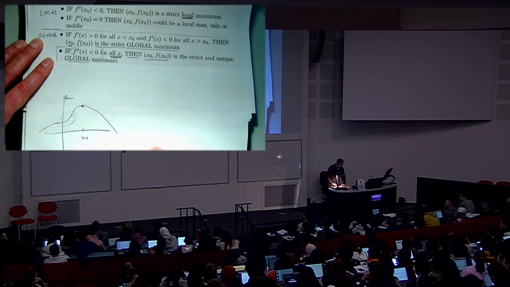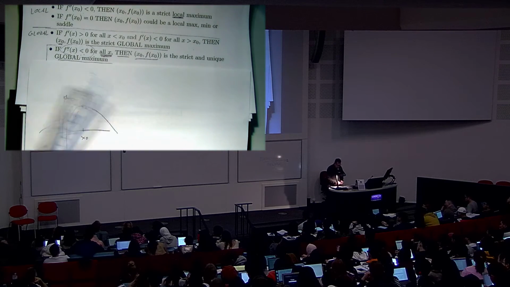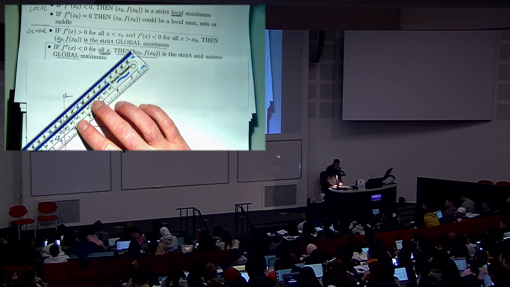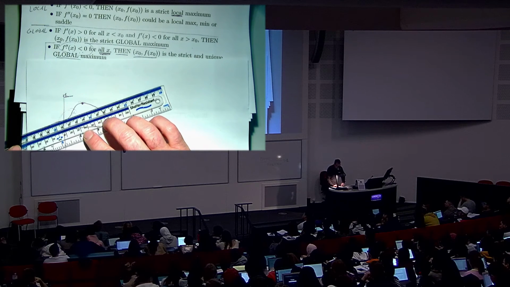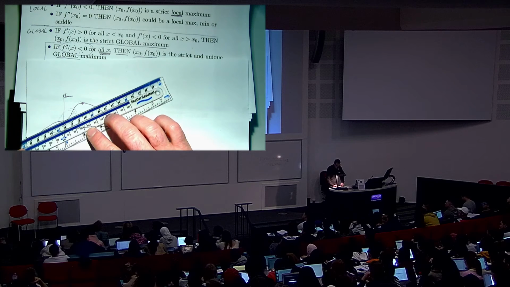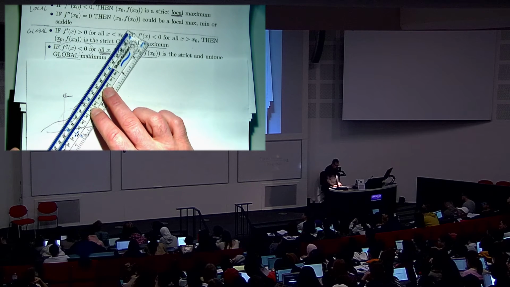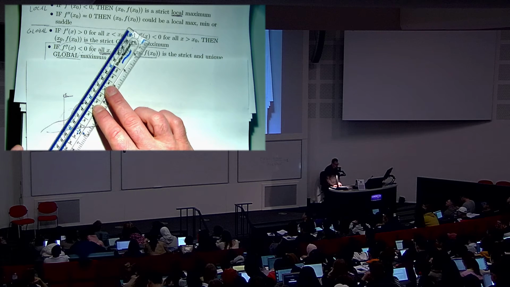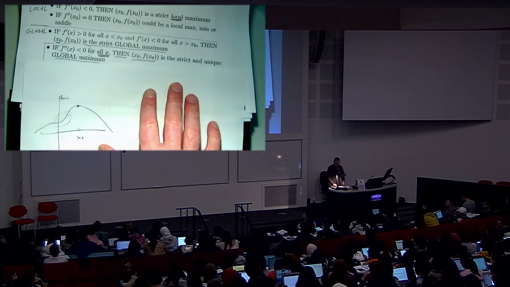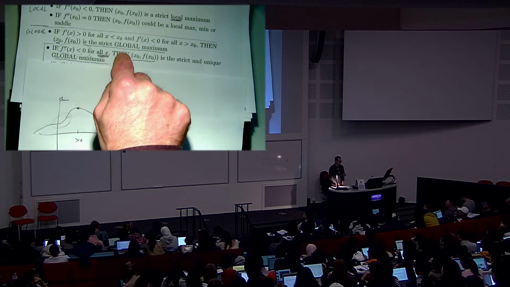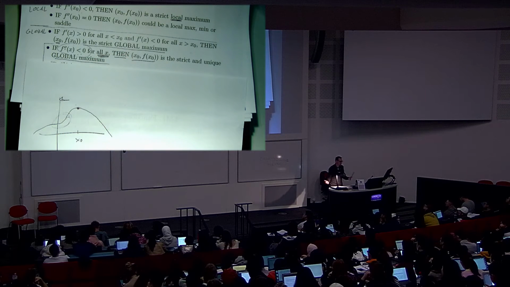I brought a ruler here, let's see whether that works better. If we are here, that's the derivative, we are decreasing, decreasing, decreasing, but now we're actually increasing the first derivative. So we have a convex part of the function, and then we are decreasing again. So that second sufficient condition is not met, but the first one is, and hence we have a global maximum.